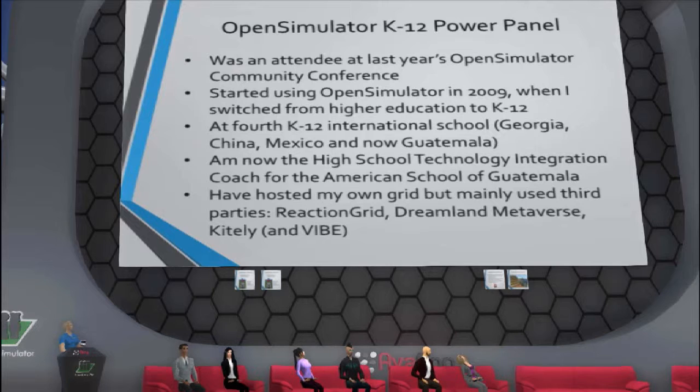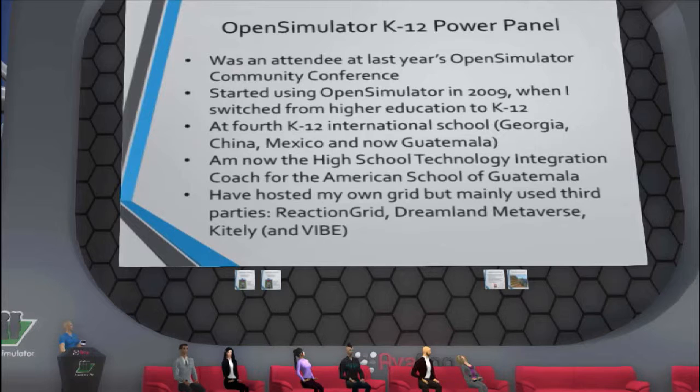I'm at my fourth K-12 school now. I've worked in Georgia, China, Mexico, and of course in Guatemala. I've hosted my own grid. I had to in China because of internet problems. We had to use a local grid. It worked out quite well. Learned quite a bit about Open Simulator and grid management in general in the process. But I've mainly used third parties.